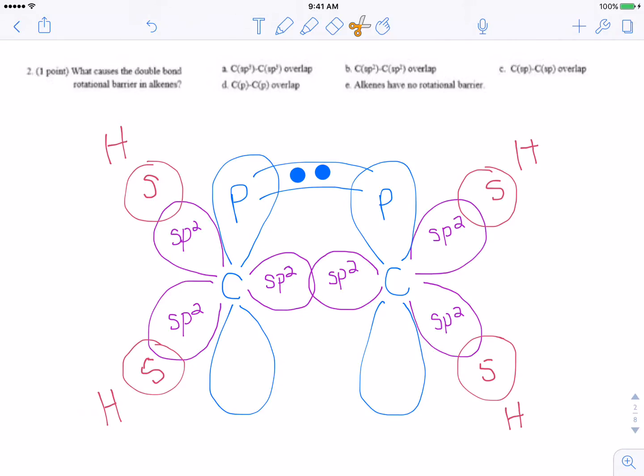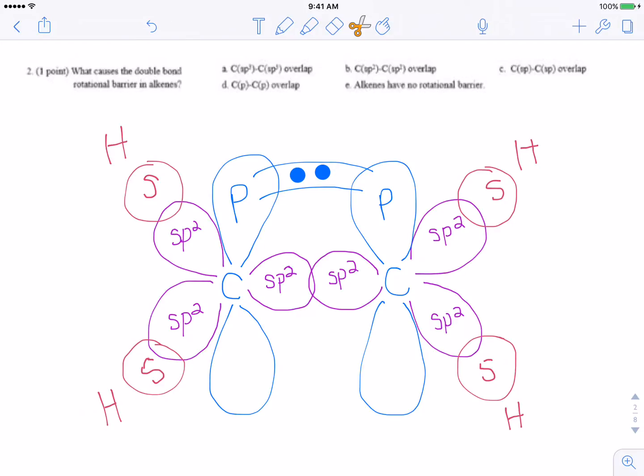Hybridization is determined by the groups that are attached to the carbons. In this case, each one of these carbons is going to have sp2 hybridization. And what that means is that each one has 3 different groups attached to it. So in an alkene, in this case, it's got sp2 hybridization.